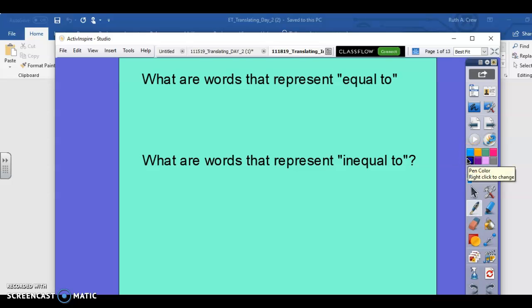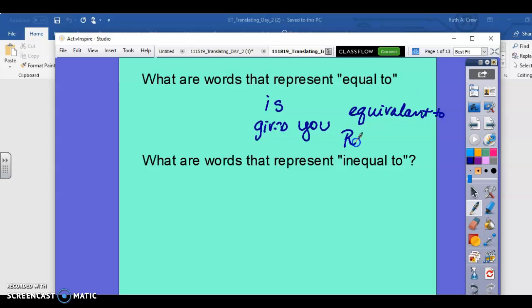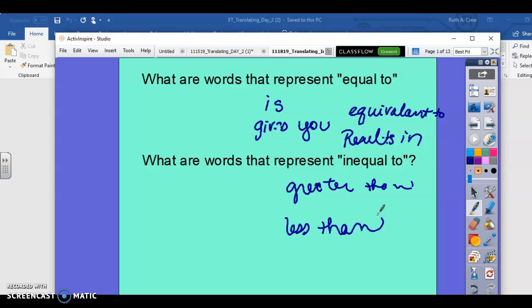All right, so some words that mean equal to could be just simply the word is. It could say gives you. It could say equivalent to. It could say results in. For the word unequal, you could have greater than, less than. Those are a couple of examples.